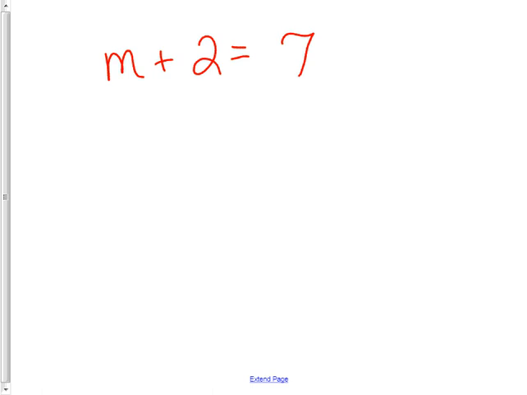Today we're going to look at solving equations, and we're going to start with a really simple one. M plus 2 equals 7. So when you look at that, I want you to think about how would you solve it. And my guess is you would do what most people do, which is say, well, 7 minus 2 is 5. So M has to equal 5.